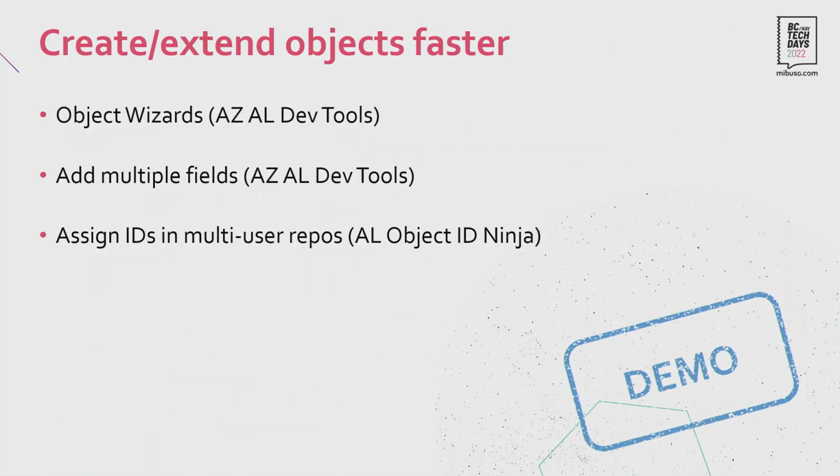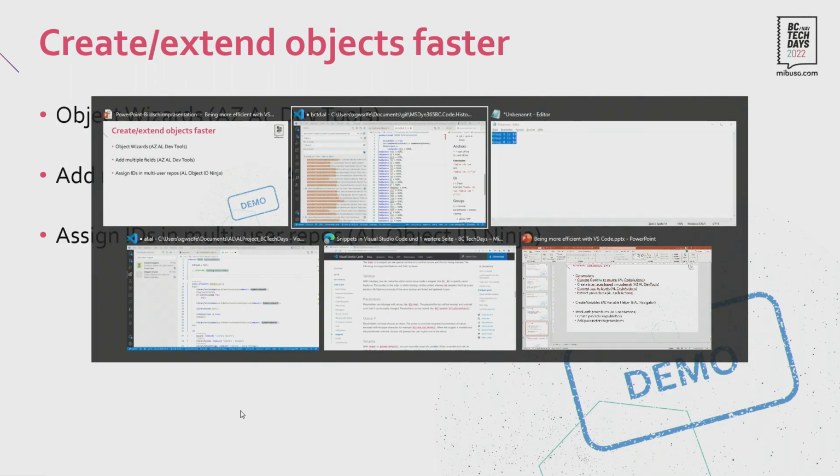So I focused on how we can do things faster in our workflow that we are doing. So first topic is create or extend objects faster. And there we do have the object wizard functionality from the AZ AL Dev Tools, also the add multiple fields functionality, or even from AL Object ID Ninja, the assign IDs in multi-user repos.